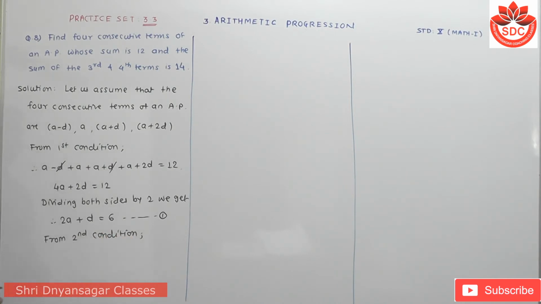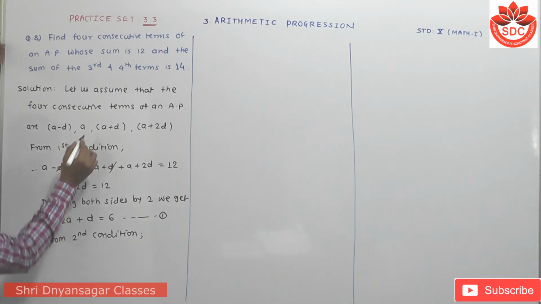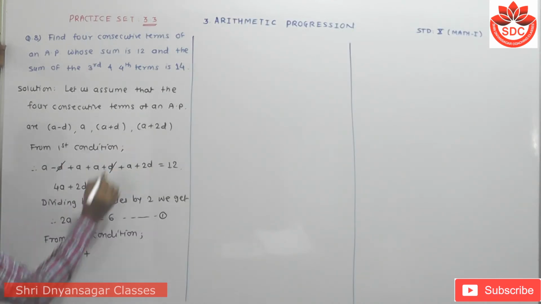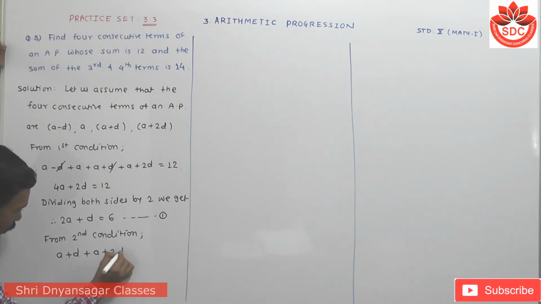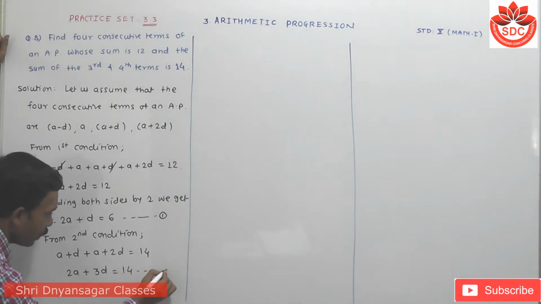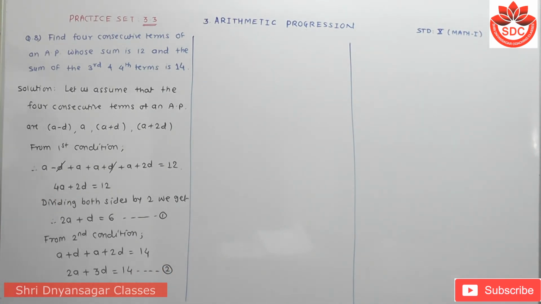This condition tells us that the third and fourth terms are A plus D plus A plus 2D, which is equal to 14. Adding, A plus A is 2A, and D plus 2D is 3D, so 2A plus 3D equals 14. Let this be equation number second. Student, when we subtract equation first from equation second, we get the value of D.